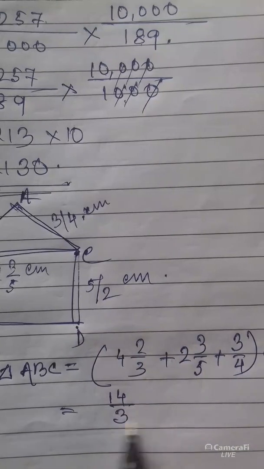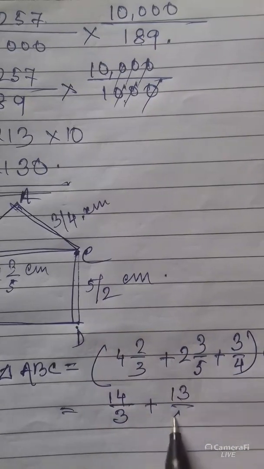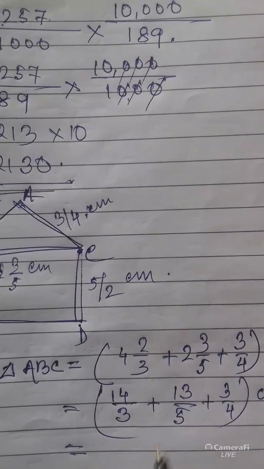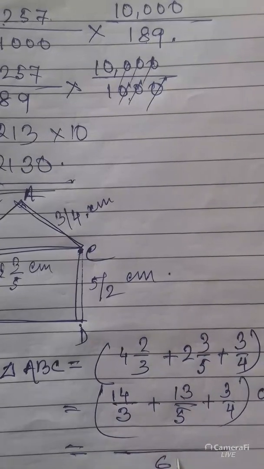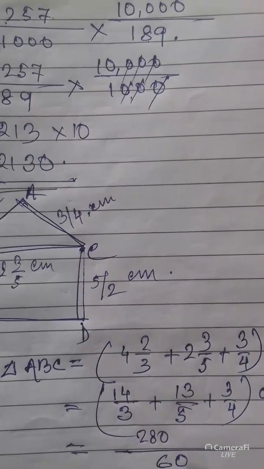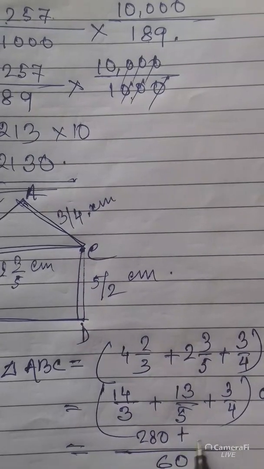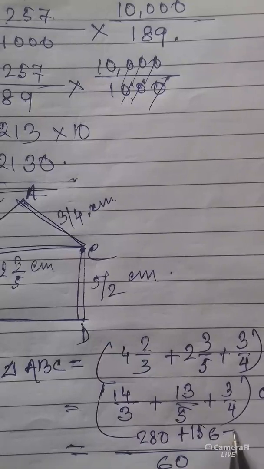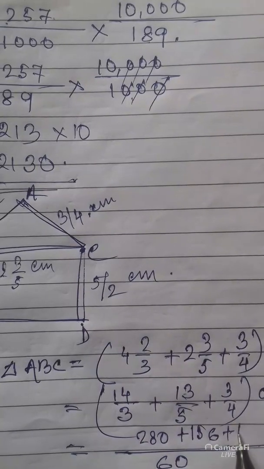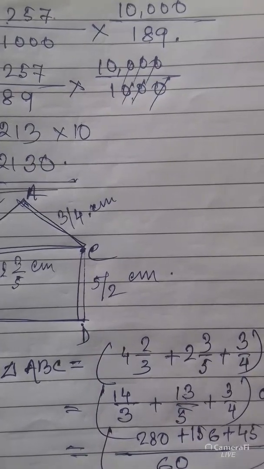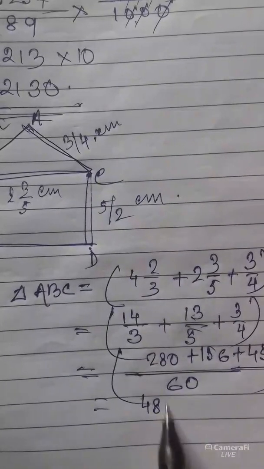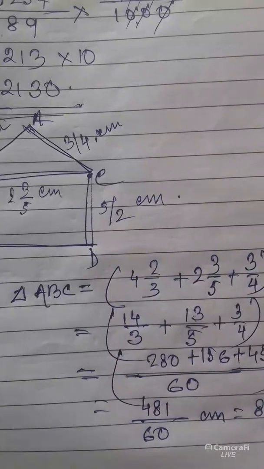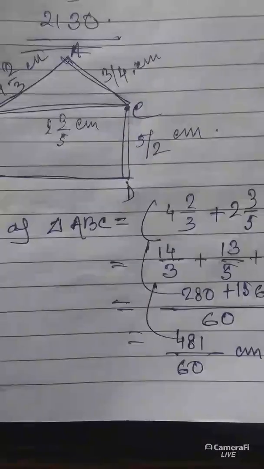Now 14 by 3 plus 13 by 5 plus 3 by 4. And LCM is 60. 280 plus 156 plus 45 equal to 481 by 60 centimeter, means 8 whole 1 by 60 centimeter, the perimeter of the triangle.